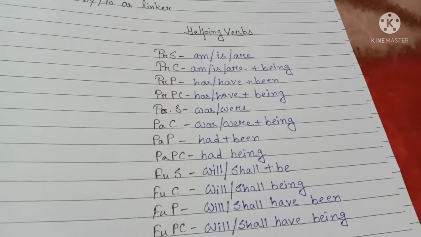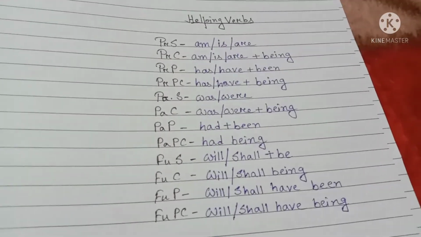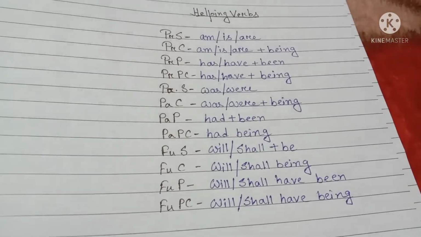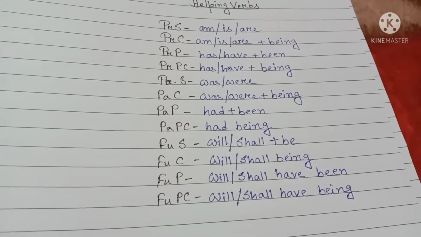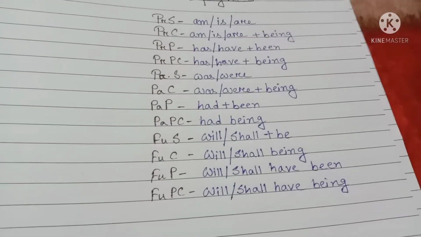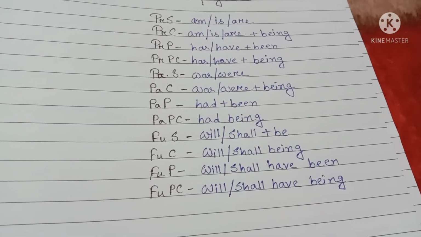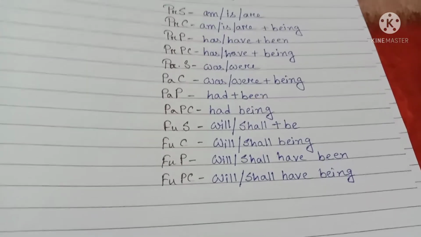Okay, next it comes present perfect continuous. Here you have to use has or have plus being. It means you have to add being. Past simple, you have to use was or were. Past continuous, again was or were and being. Past perfect, you have to use had and you have to add been, B-E-E-N.